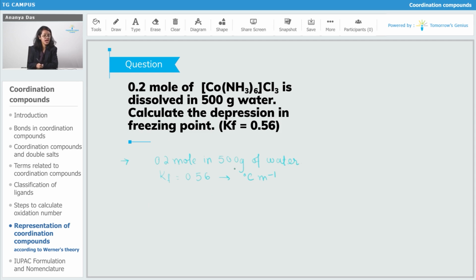So we have Kf, and from this information we can find out m, and we know that delta Tf is equal to i into Kf into m, and that is what we need to find. We need to calculate the depression in freezing point. Kf we have, m we can find, so what will be i? The complex is [Co(NH3)6]Cl3. If you ionize it, you get [Co(NH3)6] 3+ plus 3 Cl-. So you can see that we get 4 particles, so i will be equal to 4.